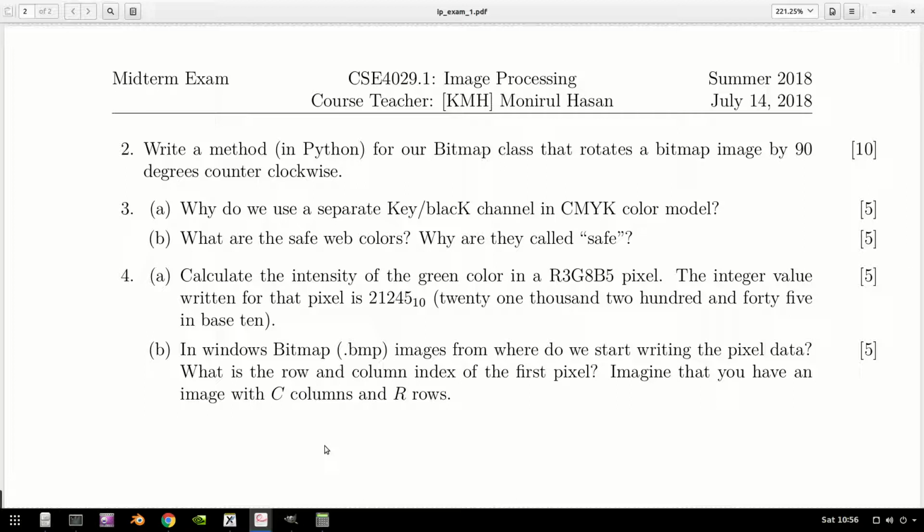Alright, so any question about any of the exam questions or anything for that matter?